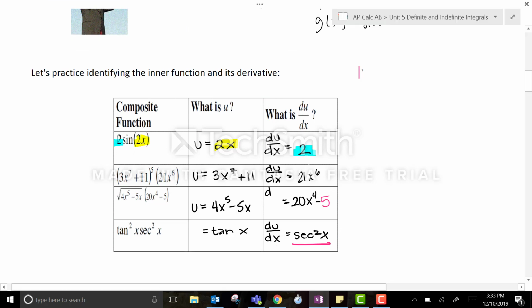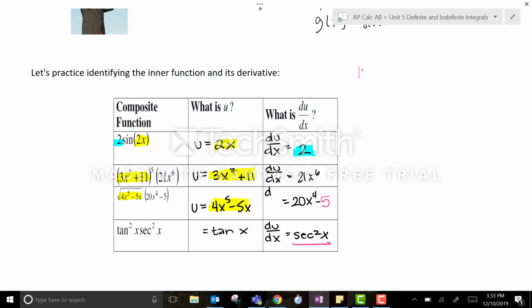And then the derivative of 2x is 2, and there it is, that appears right there. Next one, what is my main function? That would be that 3x minus 11. I'm just going to go down and do it for all of them: the argument, more or less, or what's inside the parentheses. I'm going to leave tangent squared, secant squared last.